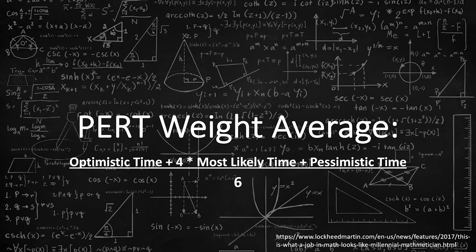This is referred to as the PERT weighted average. By using the PERT weighted average, calculated using the formula shown here, the total project duration estimate takes into account the risk or uncertainty in the individual activity estimates.